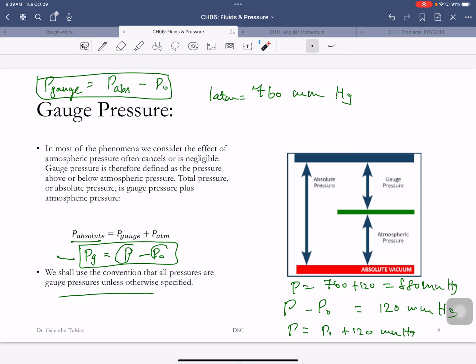All right. So in a lot of our measurements in the health industry, we measure gauge pressures. So we shall use the convention that all pressures are gauge pressures unless otherwise specified. So whenever we tell you 120 millimeters of mercury, that's your systolic pressure, the high pressure, that's a gauge pressure. Okay?